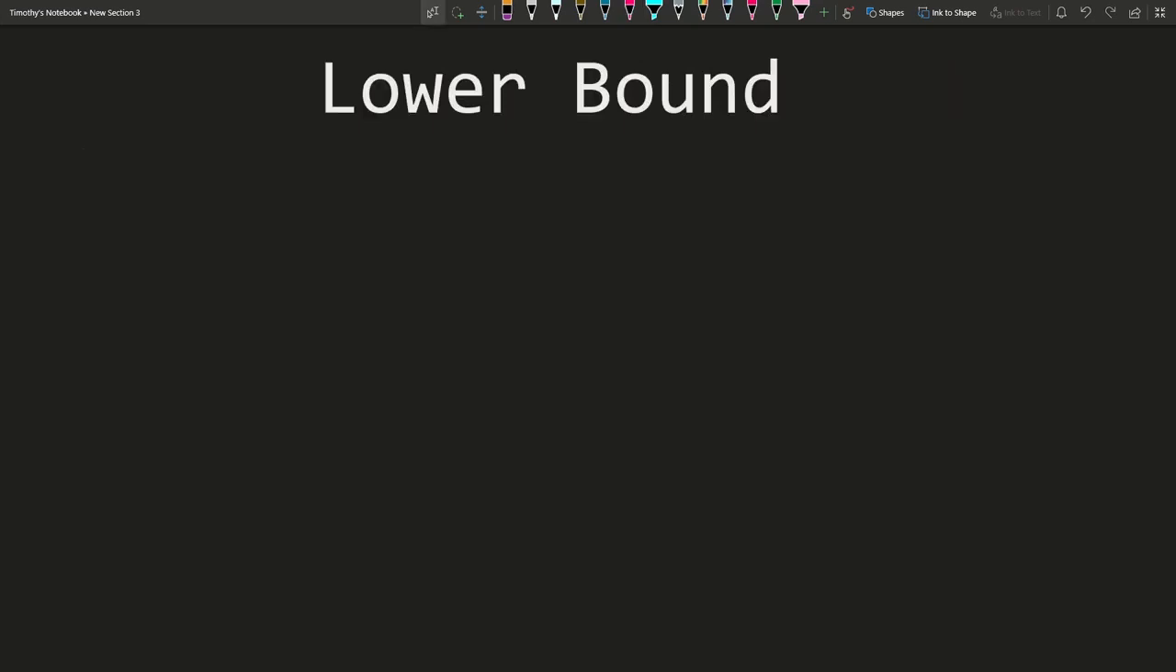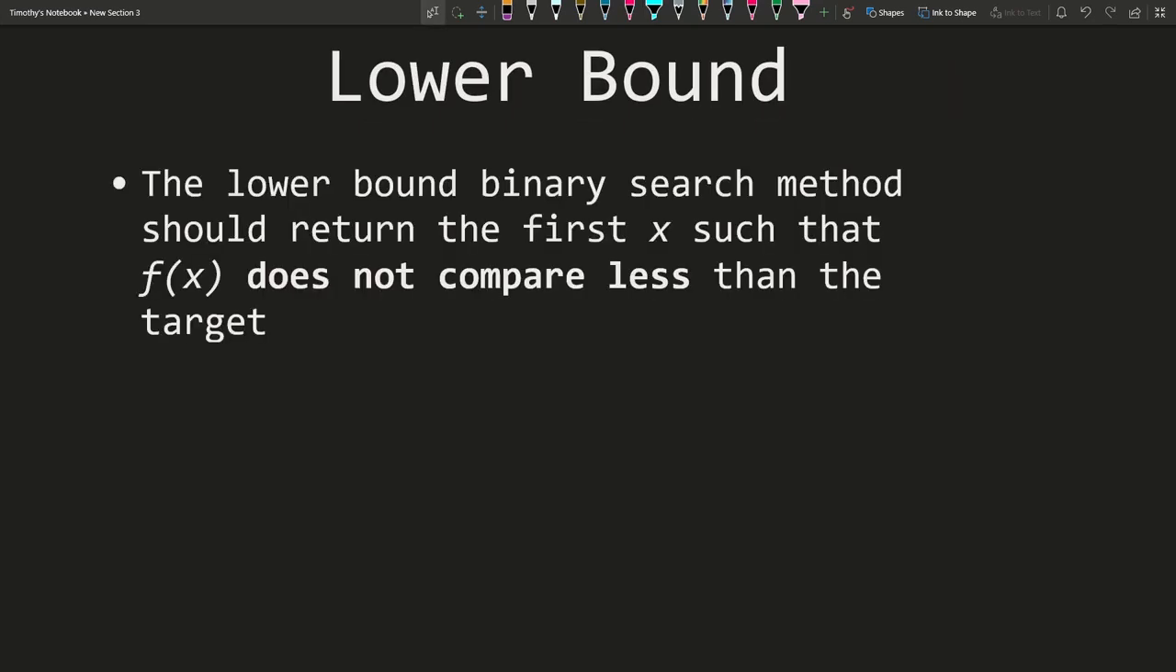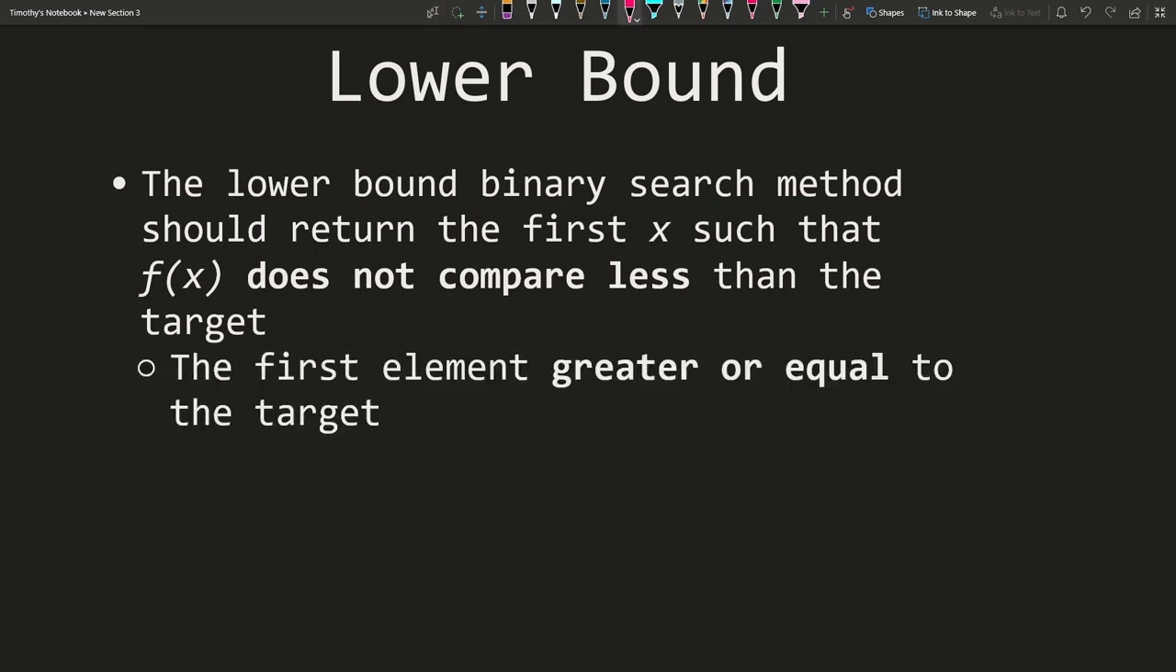Before we move on, let's talk about the lower bound function. So essentially, the lower bound binary search method or function should return the first x such that f of x does not compare less than the target. So in other words, the first element greater or equal to the target.